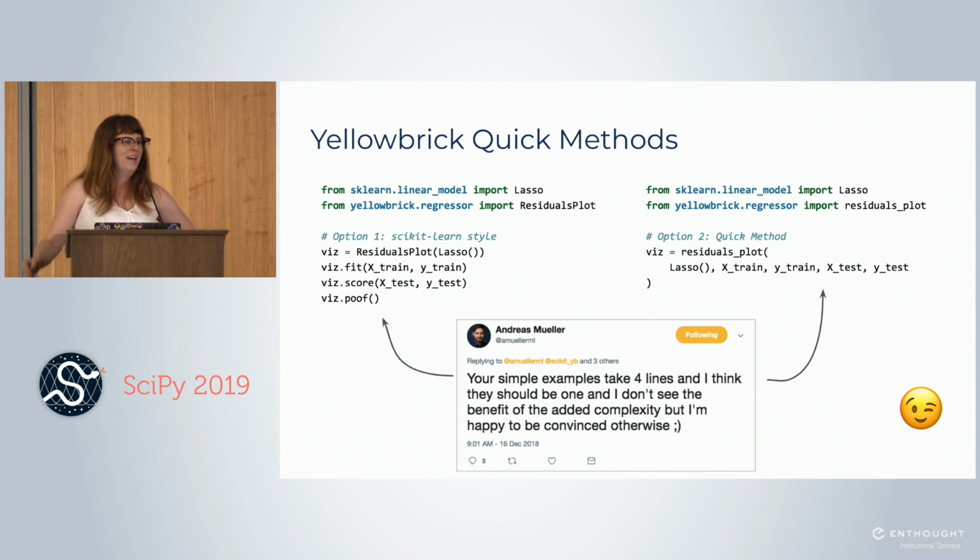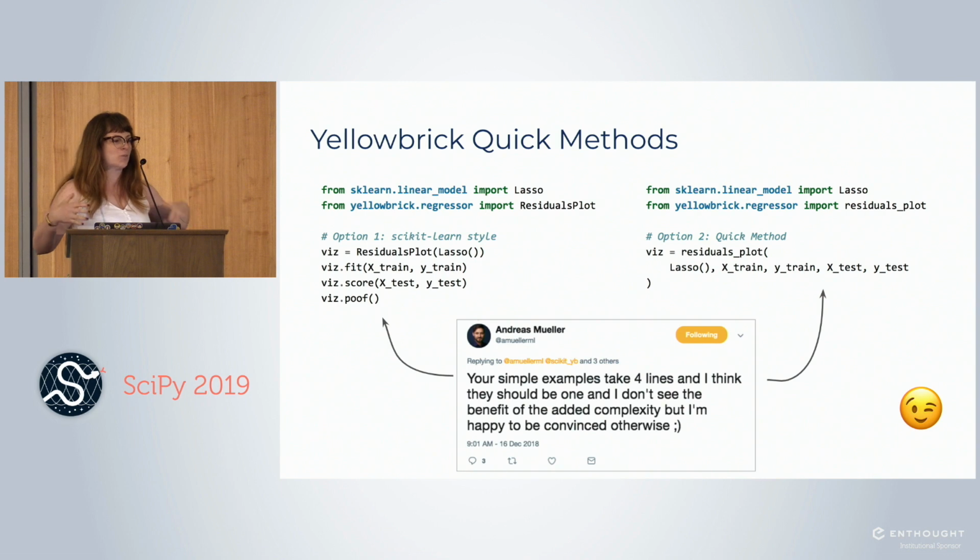So for example, we have these one-liner functions, which are in high demand. Essentially what the one-liner does is it collapses a few lines of code into a single call, so that you can get a plot without very much work, for busy people who don't have time to write 4 lines.